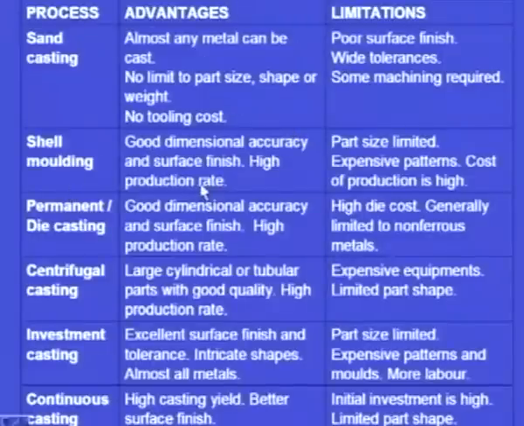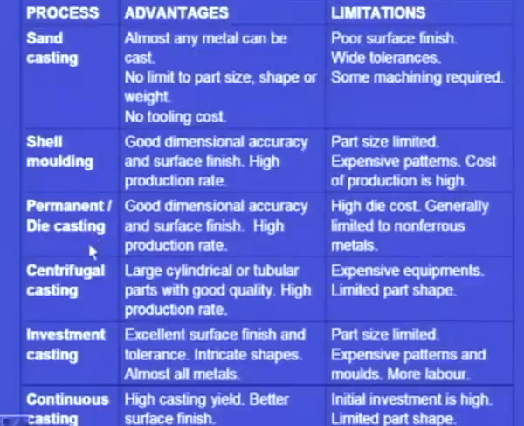In the case of shell molding, we get good dimensional accuracy and surface finish, and a high production rate. These are the advantages of shell molding. It has some limitations: part size is limited, big castings we cannot make, and patterns are expensive. We have to use metallic patterns with a heating system, so the cost of production is high.